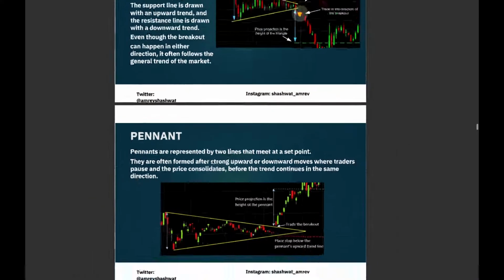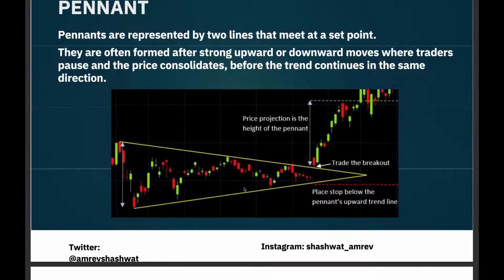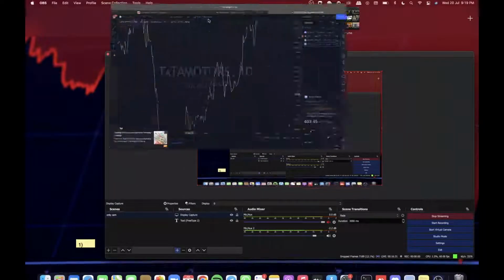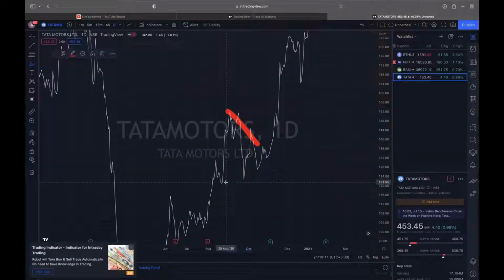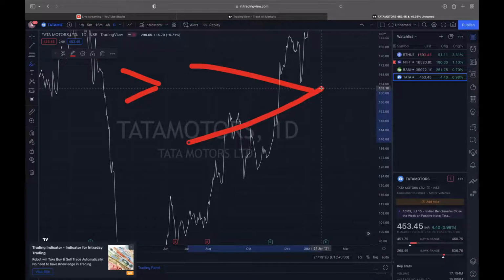Okay. Now, what is the difference between symmetrical and a pennant? What is the major difference? In symmetrical, these lines are equal. See, these lines are equal. I'll just mark equal, equal. You can see it is a symmetrical. In a pennant, it will not be equal. It will be like this.